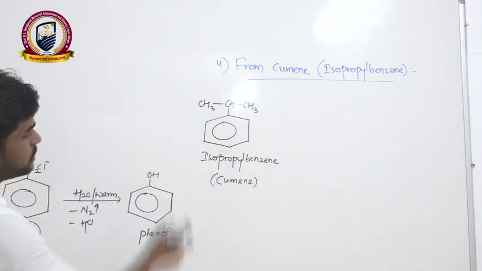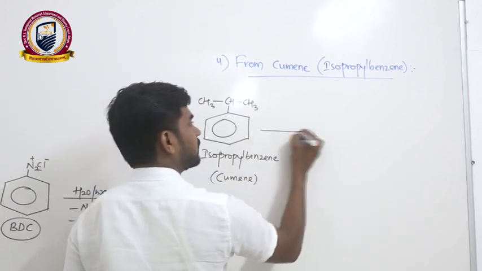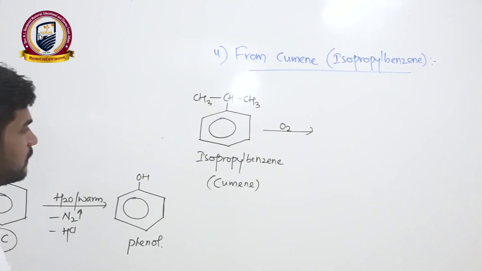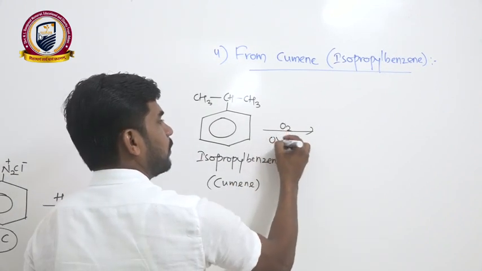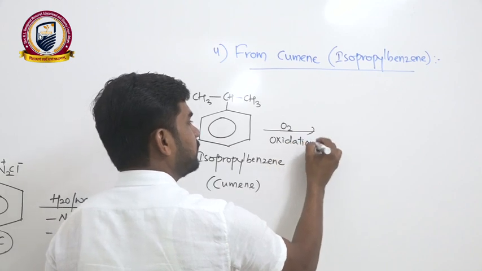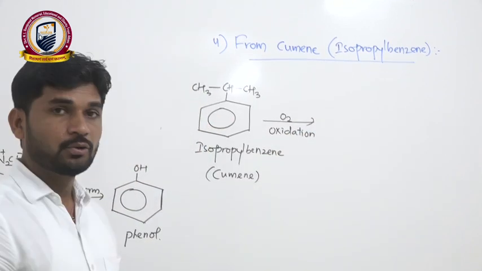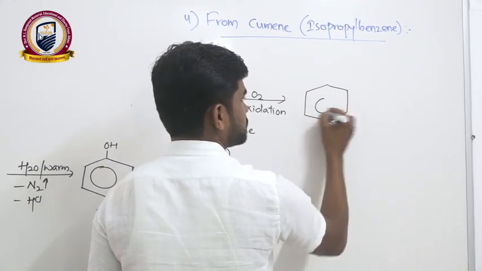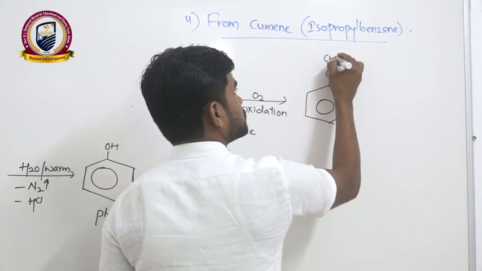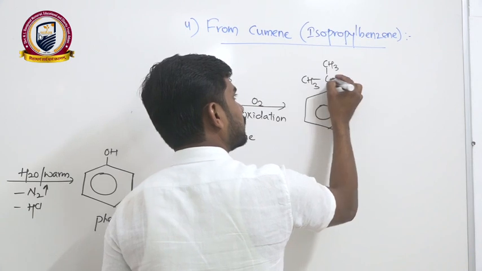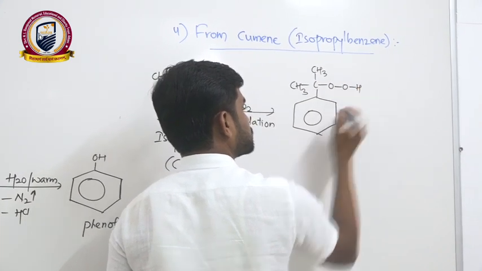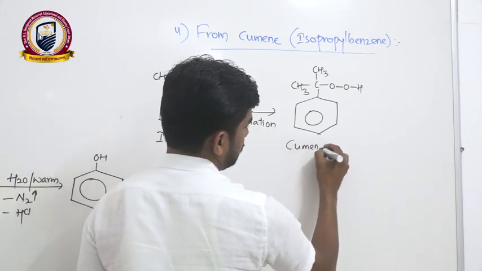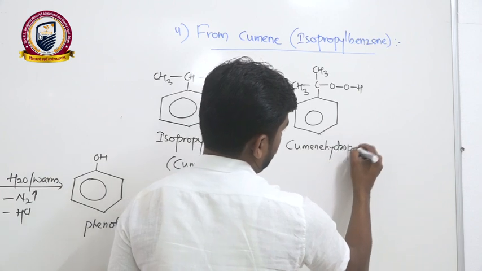Right? So this cumene on oxidation in the presence of air. So what we have to do here is oxidize the compound called isopropyl benzene. On oxidation, this cumene forms the corresponding cumene hydroperoxide. That can be written as a CH3 and CH3 carbon with O and H. So this compound is commonly called cumene hydroperoxide.